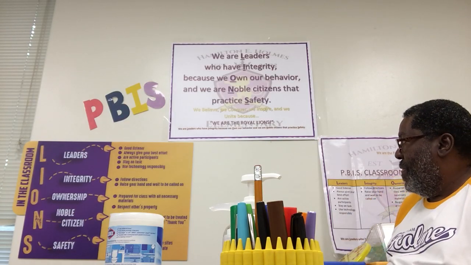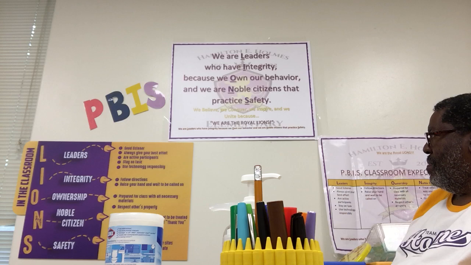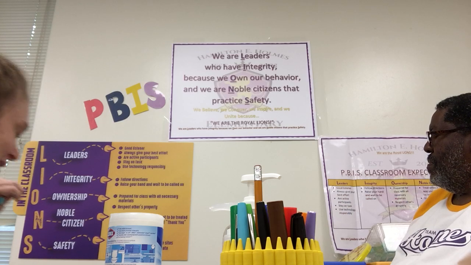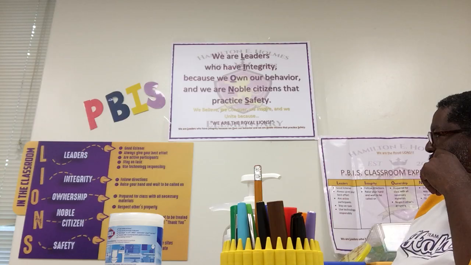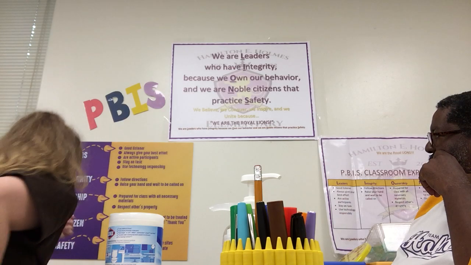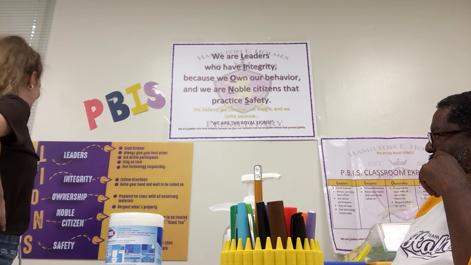So I was thinking we would do, because these are basically the rules of the classroom. Right. So we have leaders, integrity, ownership, noble citizen, and safety. So I think when we start the group contingency, that's the official name of what Mr. Reynolds is doing in a more statistical way, I guess. But focus on one, sorry, I'm drawing a blank.